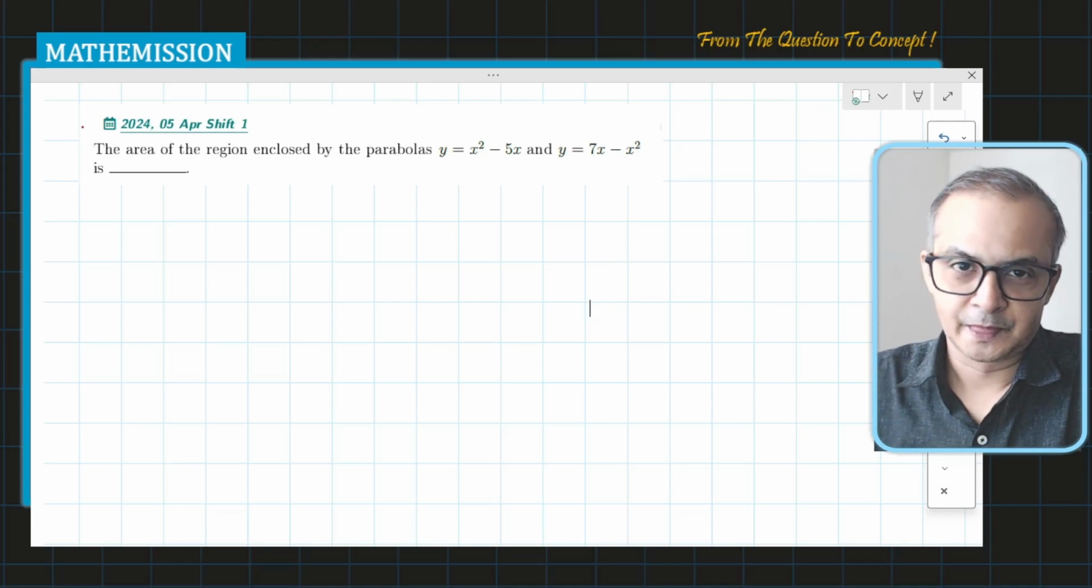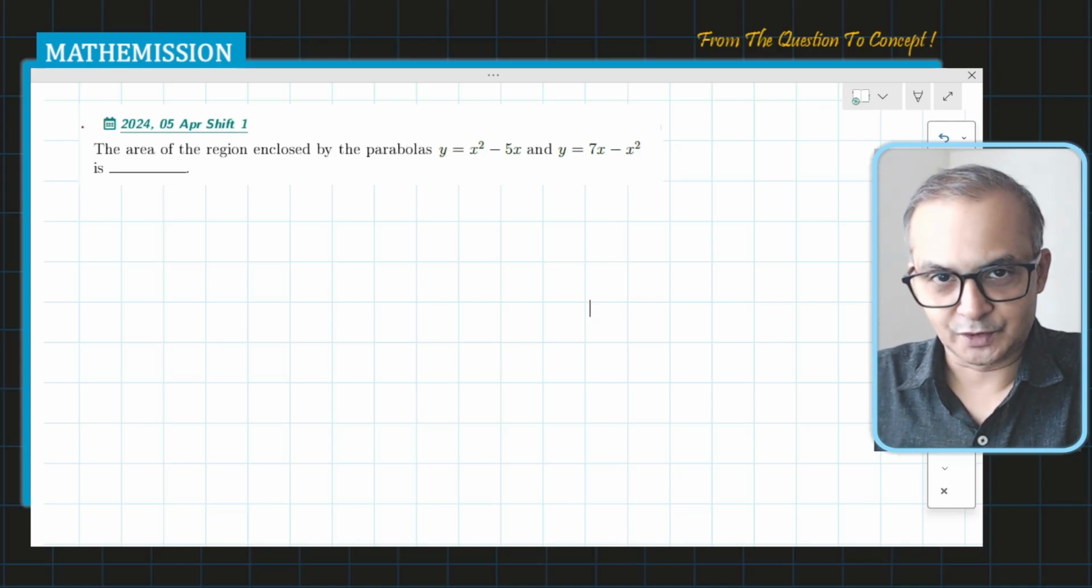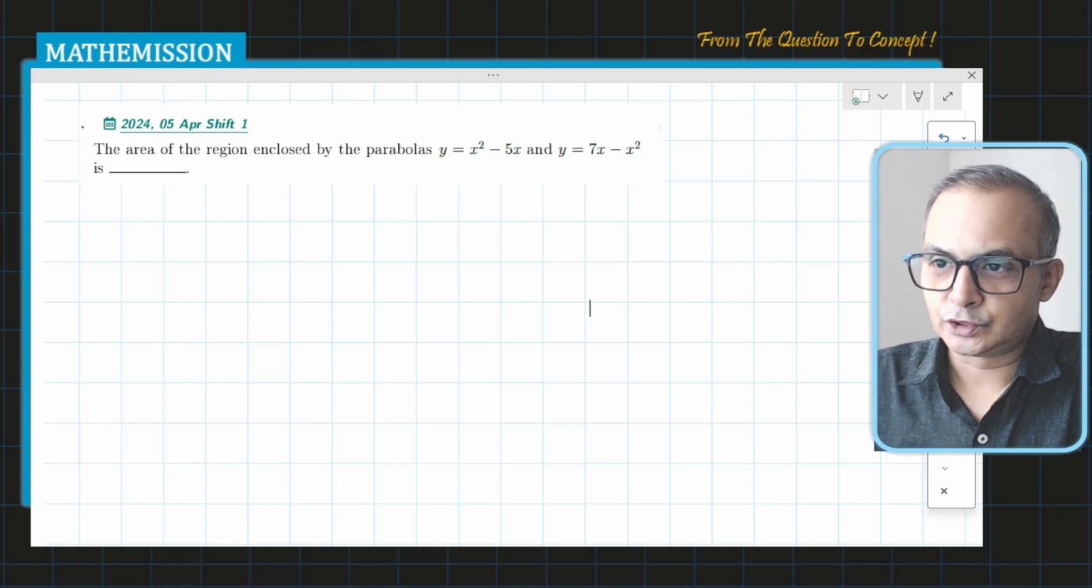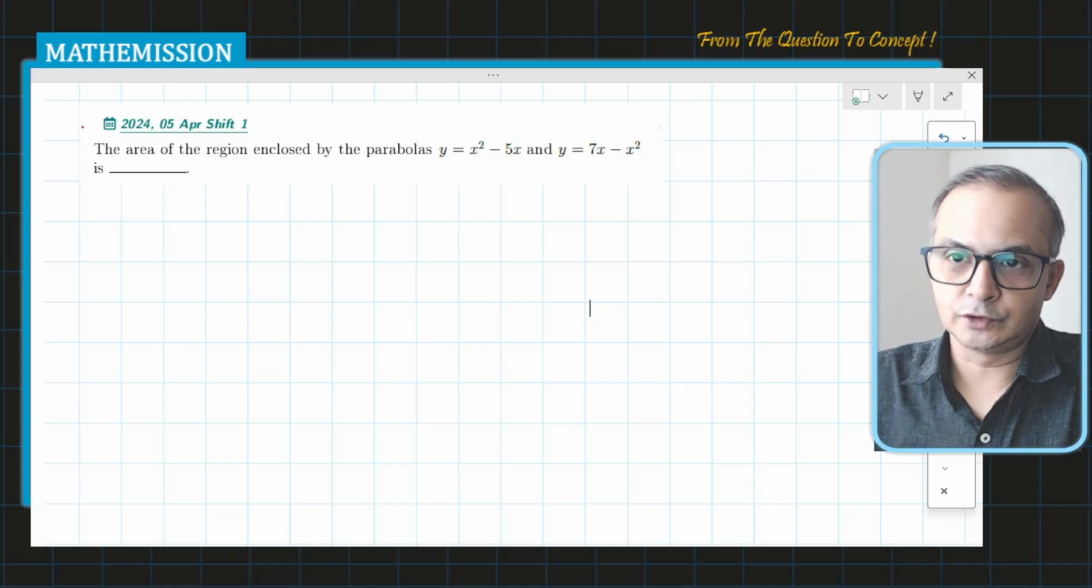Hello everyone. Welcome back into From the Question to the Concept. So today's concept is how do we find the area between two parabolas.